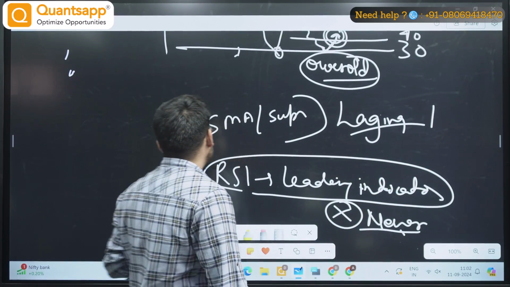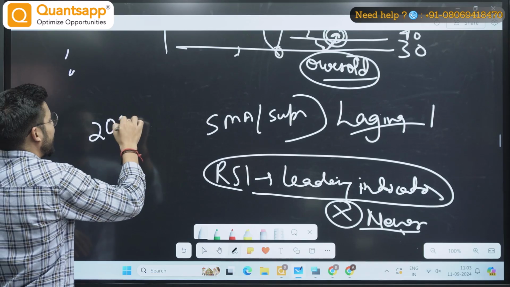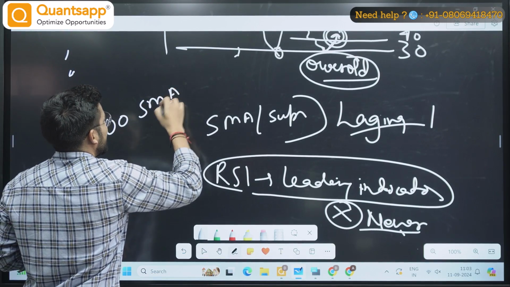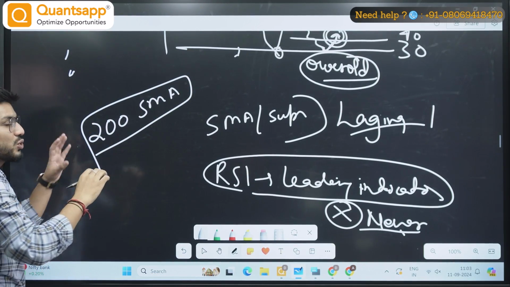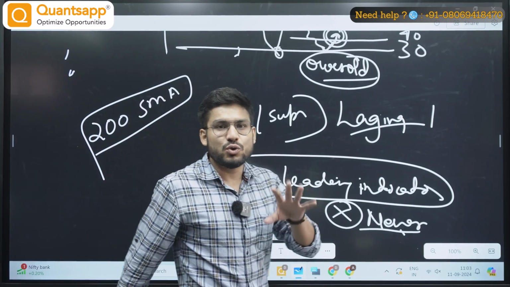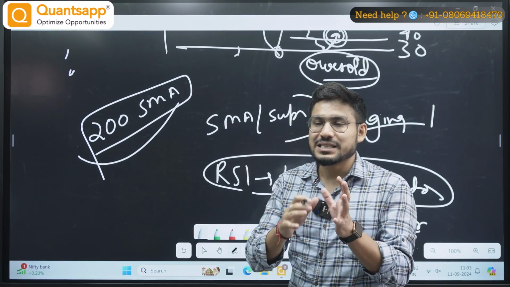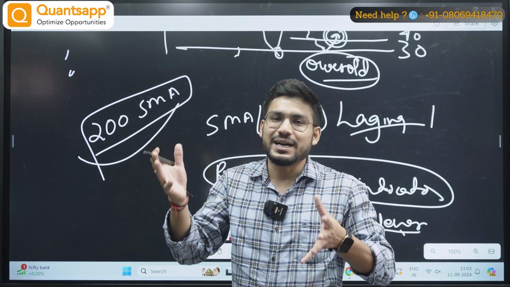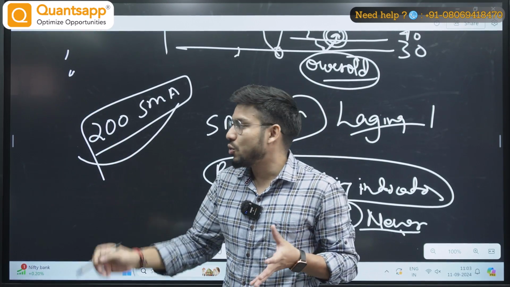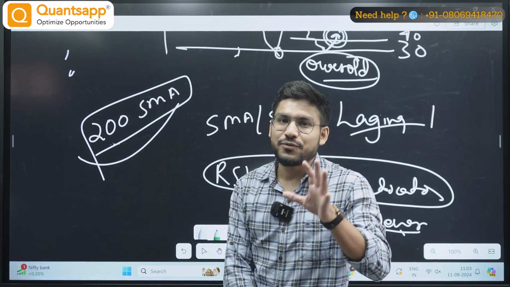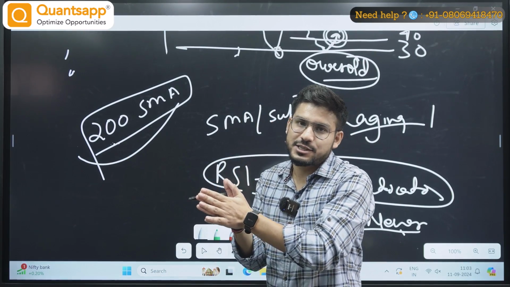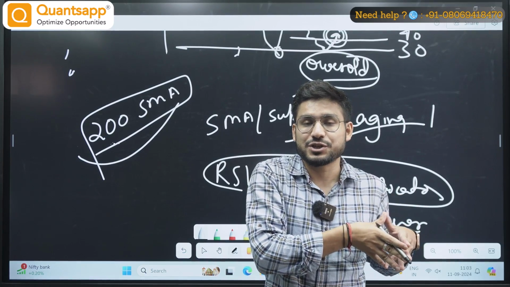Now along with RSI, there is one more thing that we are going to use in this trend following strategy, and that is our 200 SMA, the 200 simple moving average. This is basically just to know the overall trend of the market. It is the average price of the last 200 candles, and it moves along with the candle. So this will tell us if the market is in a positive direction or a negative direction.